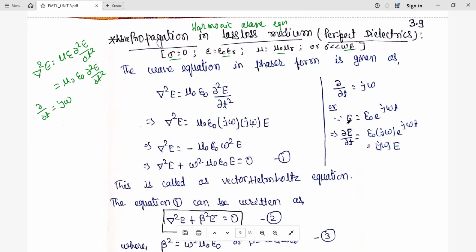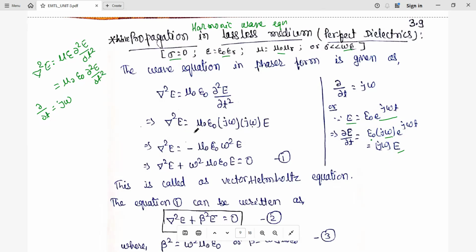Otherwise, we can see it in this form. If you are considering E equal to E naught e to the power j omega t, then the differentiation of E with respect to t: E naught is constant, and the differentiation of e to the power j omega t is j omega into e to the power j omega t. So finally, if we take j omega separately, then we have E naught e to the power j omega t, which is equal to what? Capital E.